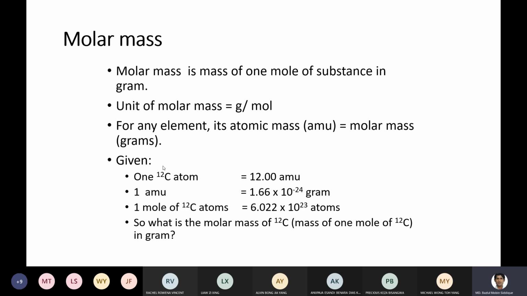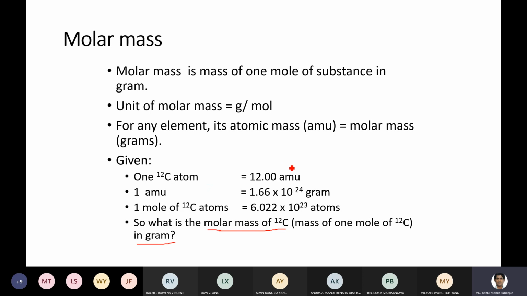And 1 mole of carbon 12 atom will have 6.0223 times 10 power 23rd atoms. That is the Avogadro's number. So if it is all given, what is the molar mass of carbon 12 in gram? Of course, we know it already, but if we want to find it out through calculation, how can we find out the molar mass of carbon 12 atoms?